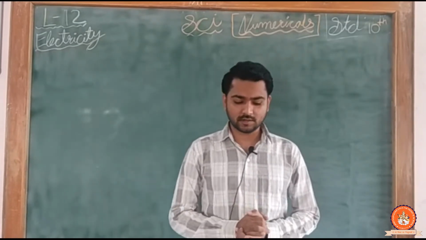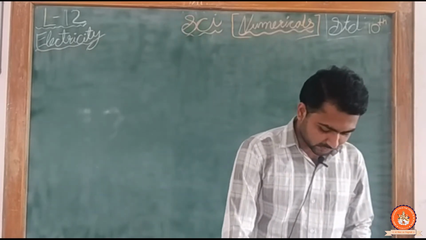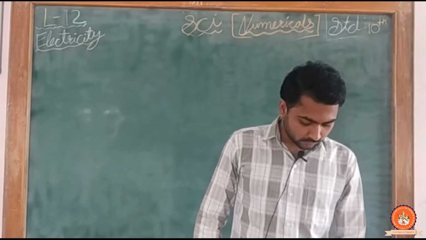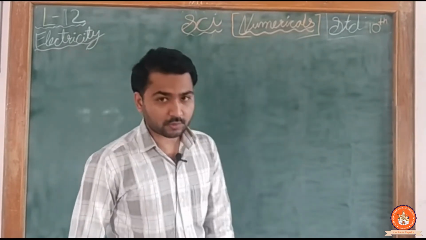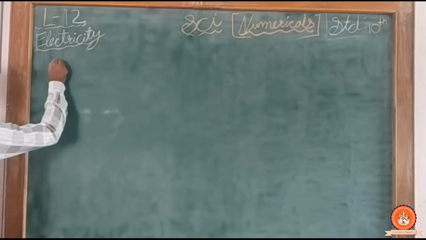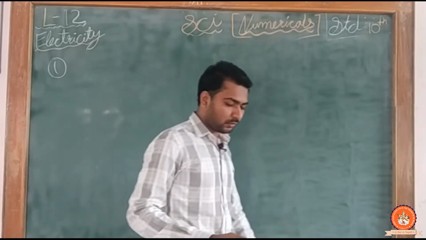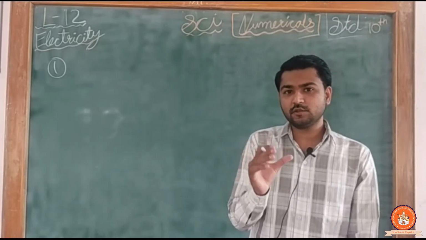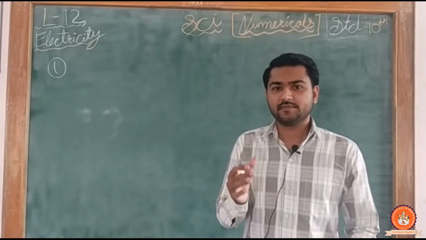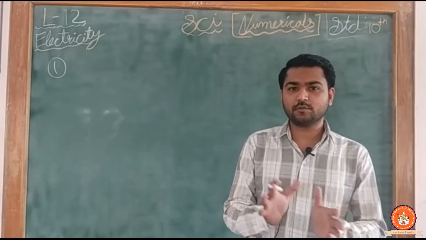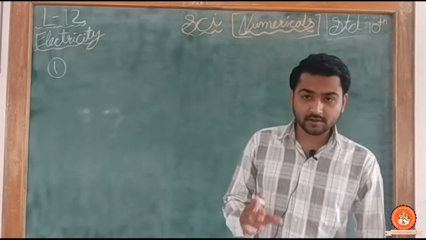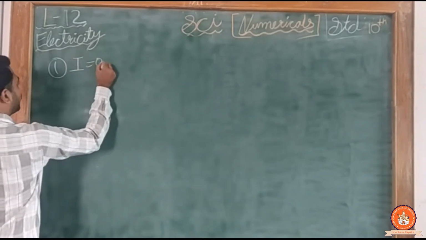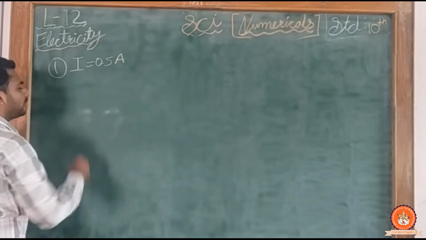Let's start numerical number one. See the question in your textbook, page number 200. Question number 1, example 12.1, I am solving here. So what is the question? A current of 0.5 ampere. First of all, when you are solving numericals, the data which is given in the question, you have to write first. Current they give us is 0.5 ampere, so you will write 0.5 ampere.